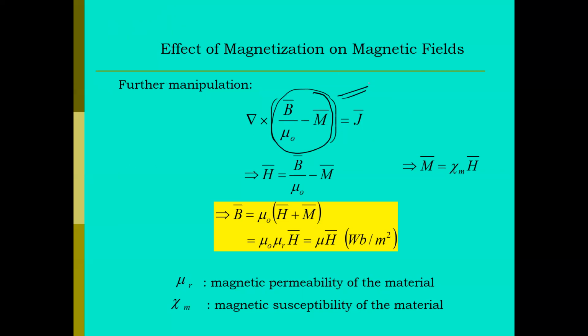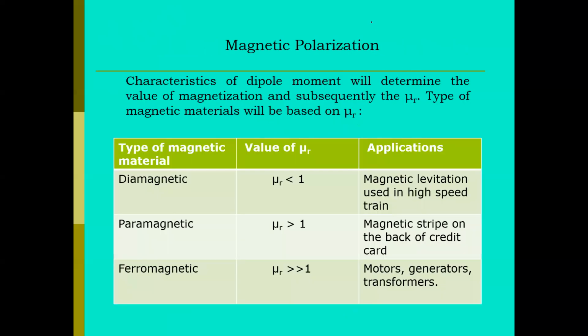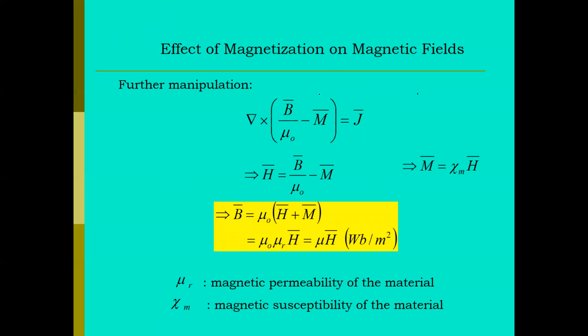What we have to do now is compare this with the basic equation of Maxwell that we used earlier, where we have the curl of H equals J. When we compare these two equations, we can see that H will be equal to B over mu naught minus M. When we rearrange this equation, it becomes B equals mu naught of H plus M.